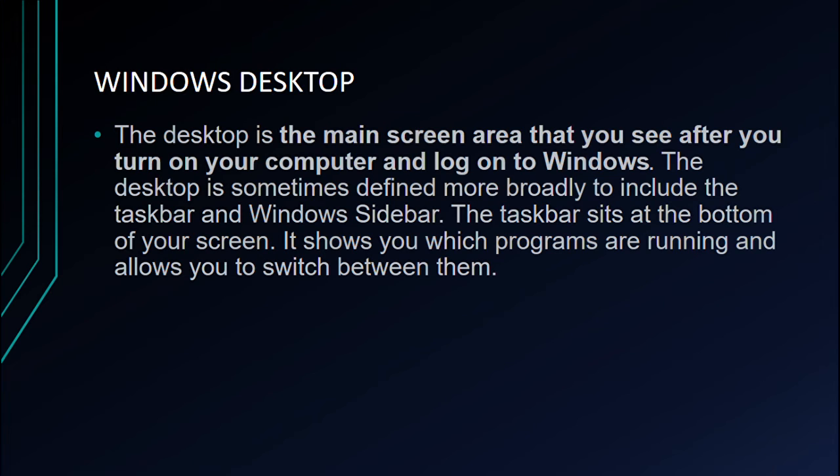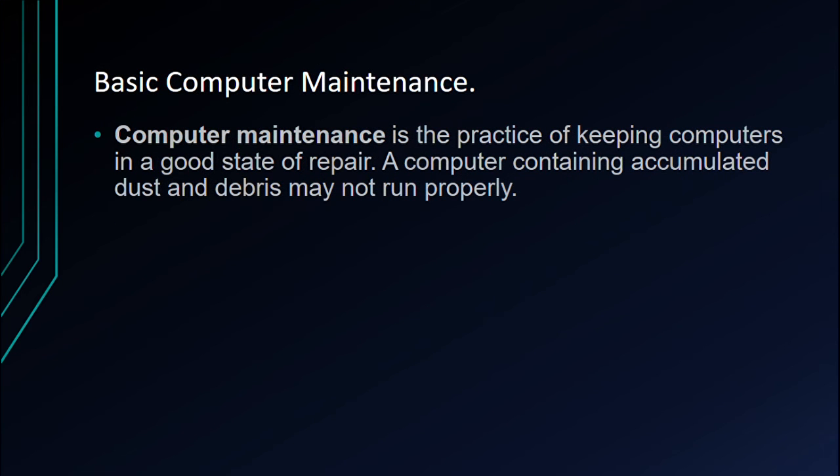Next is our Windows Desktop. Windows Desktop is the main screen area that you see after you turn on the computer and log on to Windows. We see our Windows Desktop once we open our computer. On our Windows Desktop, we can see applications, the start menu, the background pictures, and the taskbar. So Windows Desktop is the front main screen of our computer.